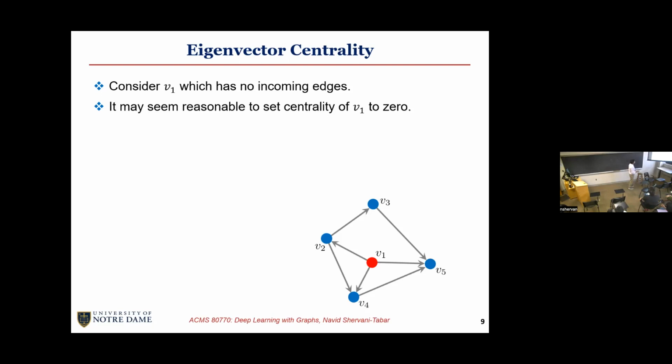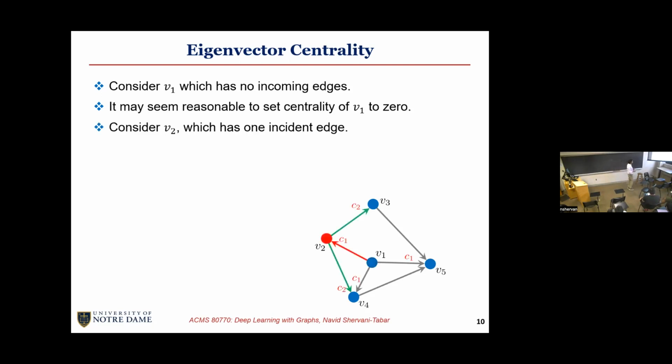We have this graph. It has 5 nodes, and it is a directed graph. Node V1 has 3 outgoing edges, but has no incoming edges. So it basically doesn't have any importance. Its centrality should be 0, right? Based off of the previous formulation. You might say that, okay, it's fair because it doesn't have any incoming edges, so it is fair that it's 0. Okay, let's move forward.